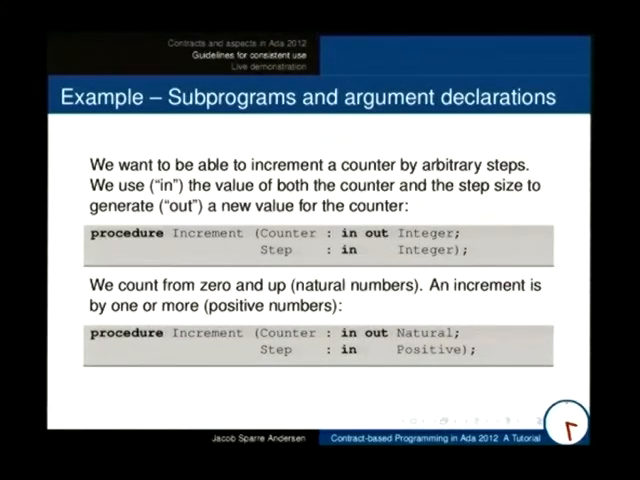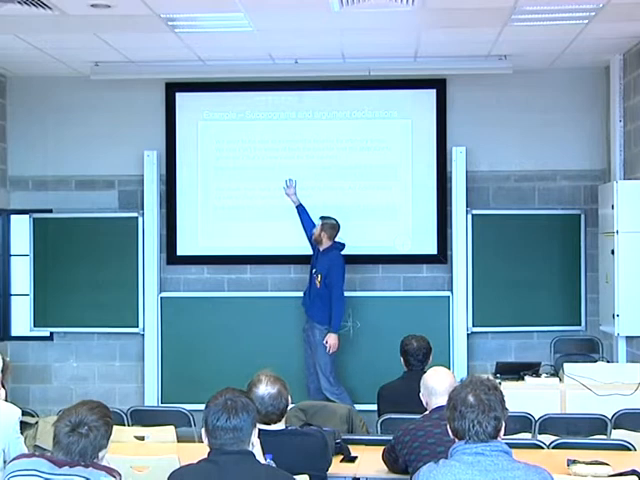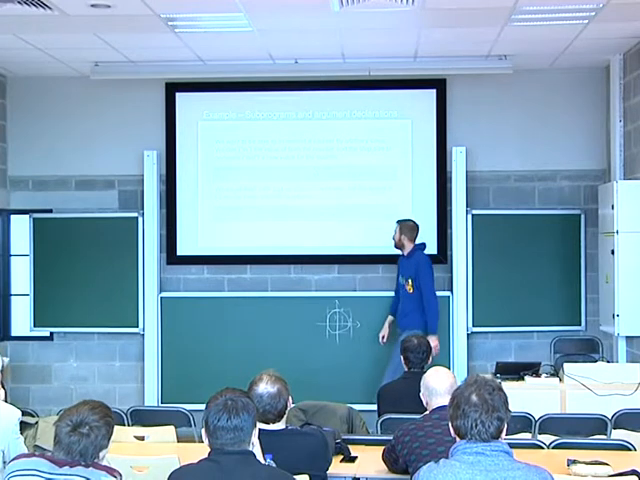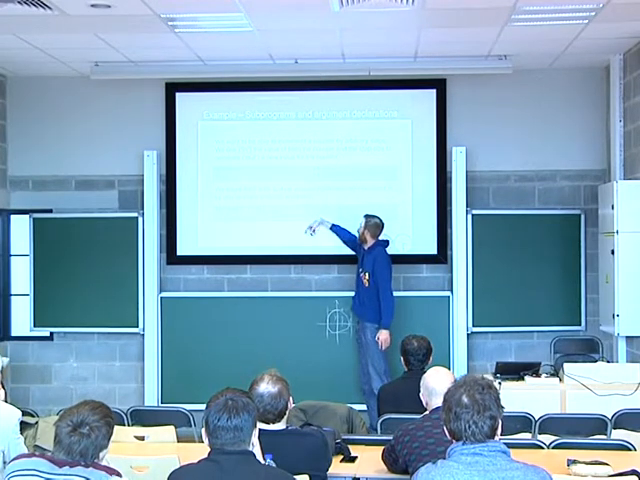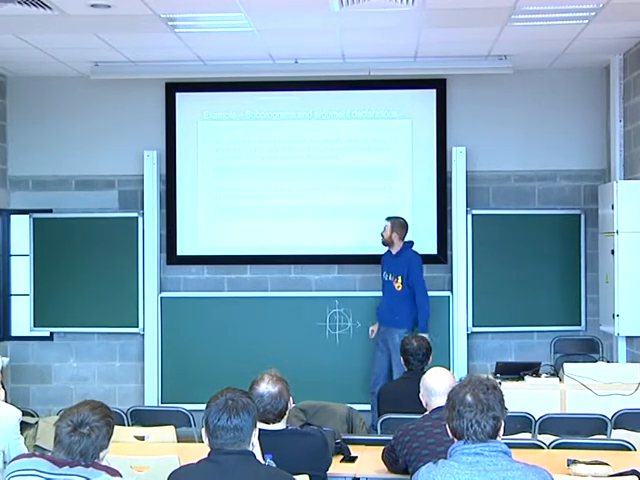My example here, that's a nice symbol, and I should probably be able to figure it out. It's that itself, an example of an increment procedure to increment the counter. The counter has to be incremented, so it first has to go in, be modified, go out again, and we say we want to do it with arbitrary steps, so that's something that just has to go in. And well, it's both integers.